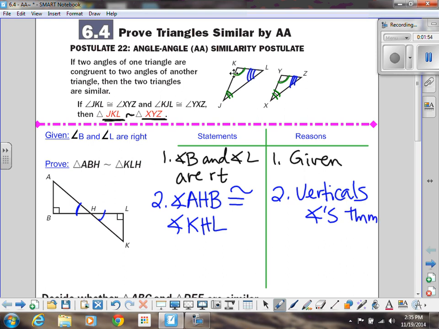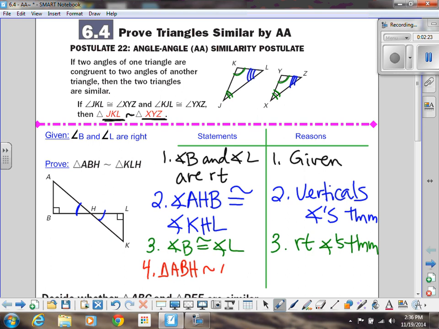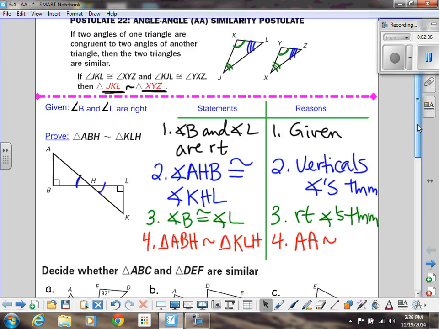So let's see if we have enough. We have one set of angles marked congruent. Now, we said that B and L are right angles, but we didn't say that they're congruent. It may seem obvious to us, but we need to say that angle B is congruent to angle L, and we know that because they're right angles. Remember, that's called the right angles theorem. So now we can say that these two triangles are similar. Notice that we're saying they're similar, not congruent, in this proof. And that's by our new postulate called angle-angle similarity.